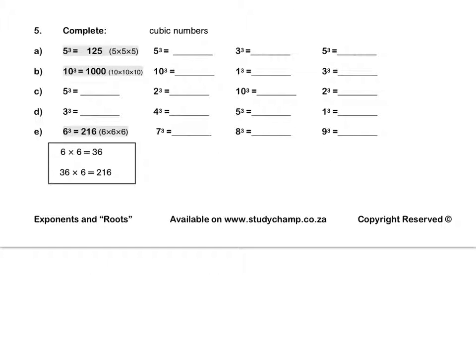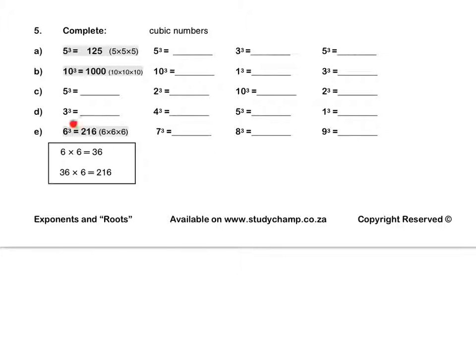Question 5. 5 cubed is equal to 125. That must be studied and learnt. 10 cubed is equal to 1,000. That must also be studied and learnt.